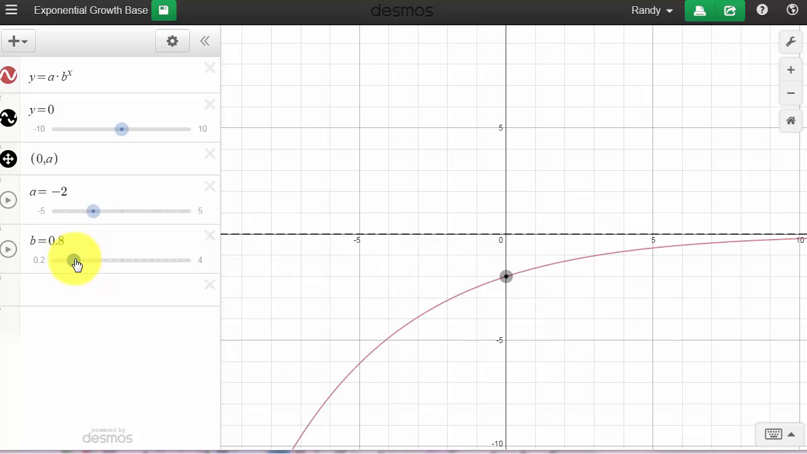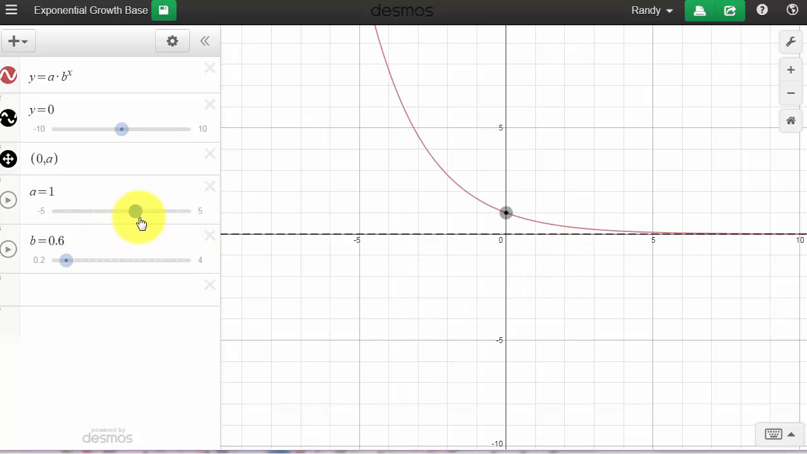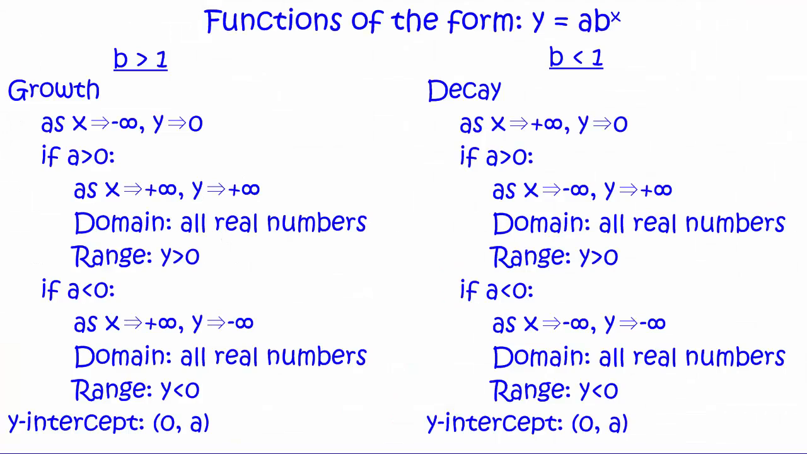When b is less than 1, so that it's decay, again the a value does the same thing. When it's positive, it's stretching vertically upward, and when it's negative, it's stretching vertically downward, causing a flip. So with that understanding of the graph, let's look at sketching some on our own.